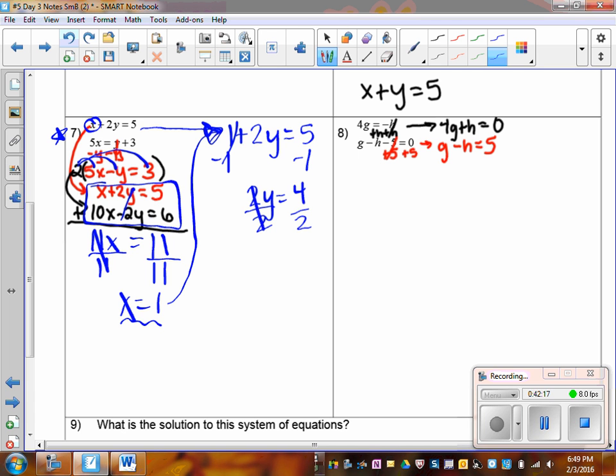You guys should be solving these at this time. 4 divided by 2 is 2. So I have x is 1, y is 2. And that's my ordered pair. Again, always write it alphabetically.